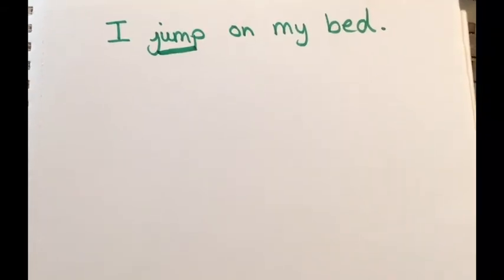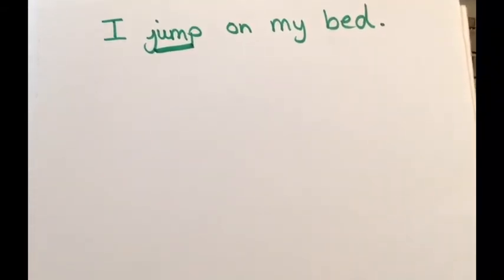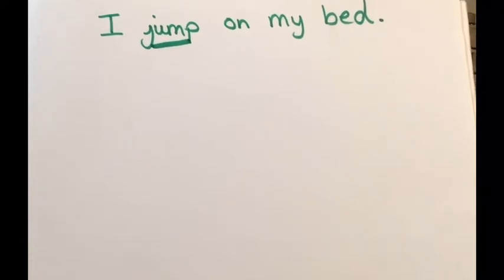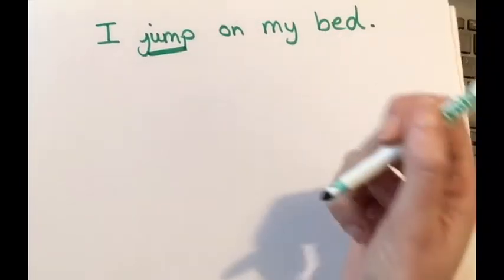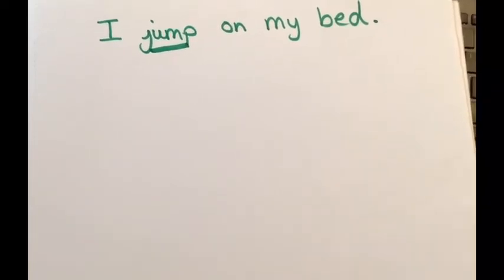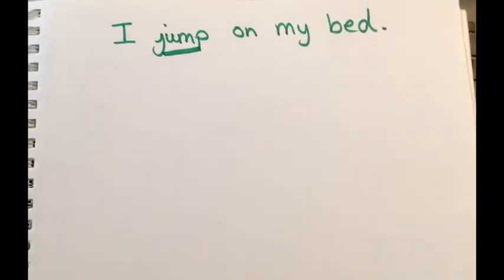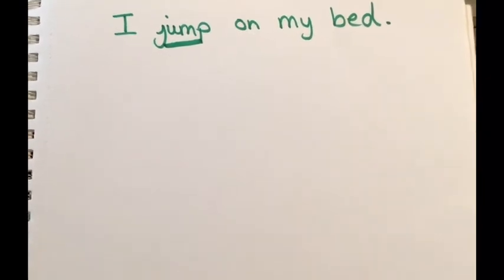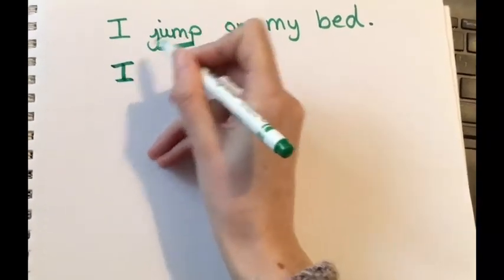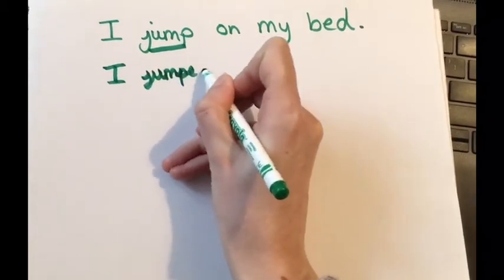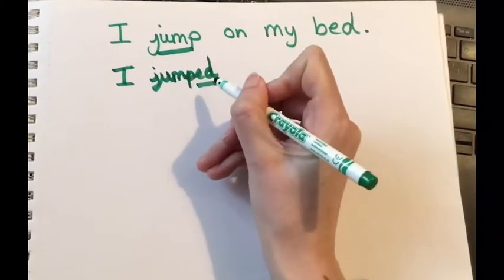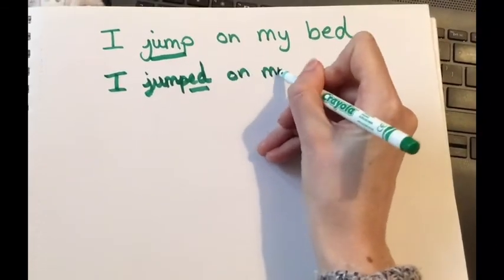Now when we're looking at our sentences, if we look at the verb it will tell us whether it's past or present. I jump on my bed. The word jump is happening now. So this sentence is written in the present tense. If it was written in the past tense, what would happen to the word jump? Should we have a little look? So, rather than I jump on my bed, we would say I jumped on my bed.